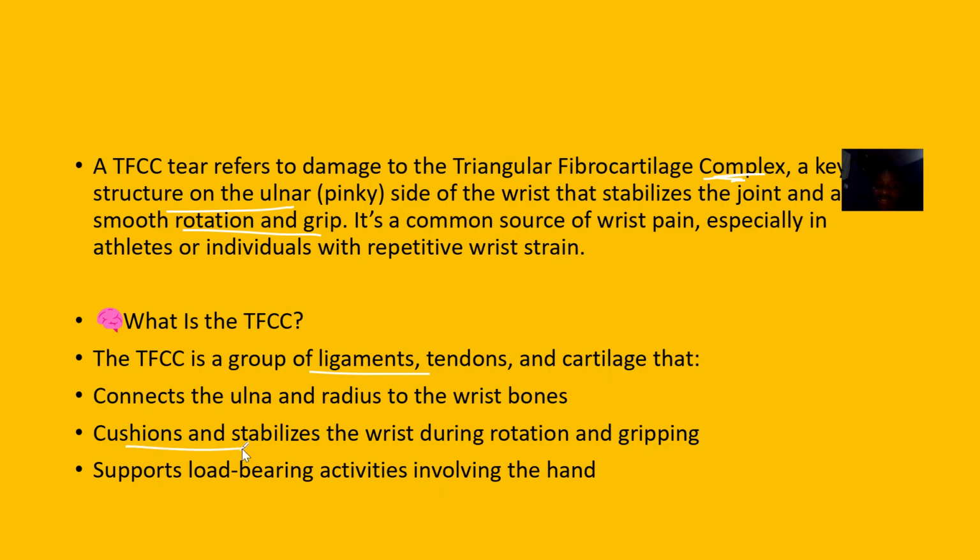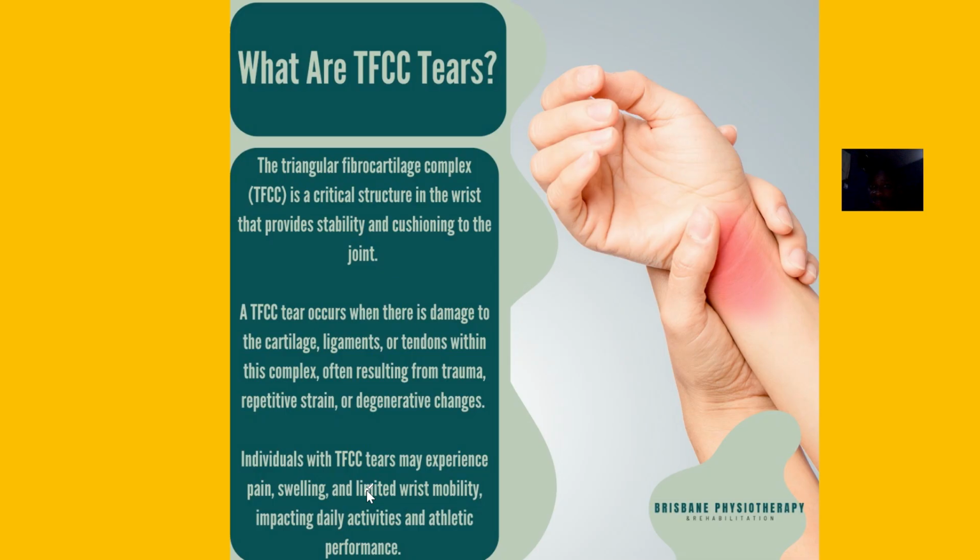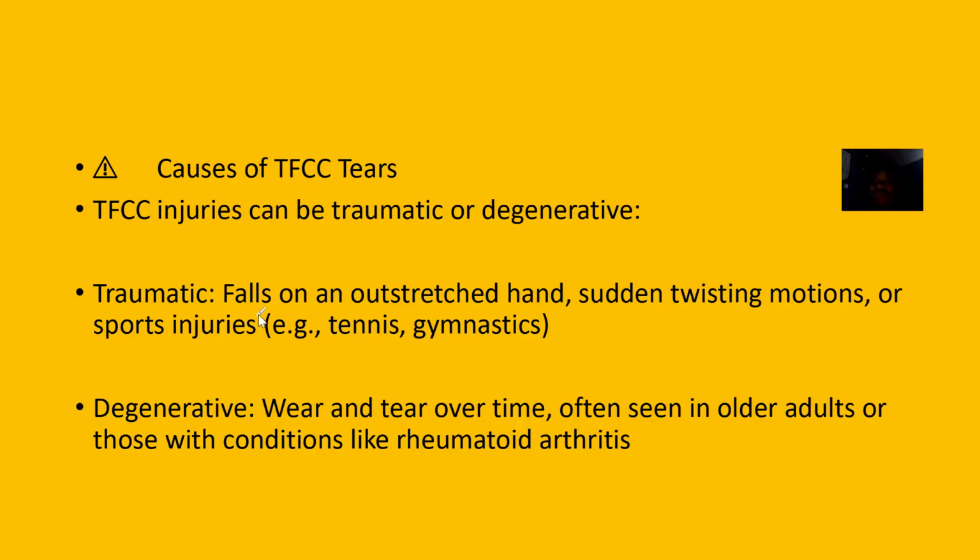So it cushions and also stabilizes the wrist during rotation and gripping, and supports load bearing activities involving the hand. Do you understand? So what could actually make this complex tear? Sometimes it's trauma: a fall on an outstretched hand, sudden twisting motions, or sport injuries like gymnastics and tennis. Sometimes it's degenerative, so wear and tear over time, often seen in adults or those with conditions like rheumatoid arthritis.